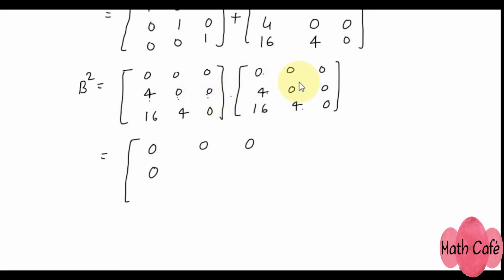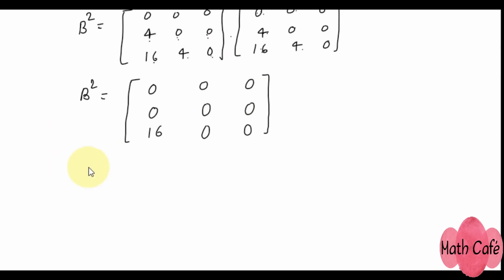If 4 0 0 is multiplied by 0 4 16, that will become 0. 4 0 0 multiplied by 0 0 4 will also become 0, and that will also become 0. If 16 4 0 is multiplied by 0 4 16, then 16 multiplied by 0 is 0, 4 multiplied by 4 is 16, and 0 multiplied by 16 is 0. So finally we will get 16 here. The others will become 0. So finally we got matrix B square as this.